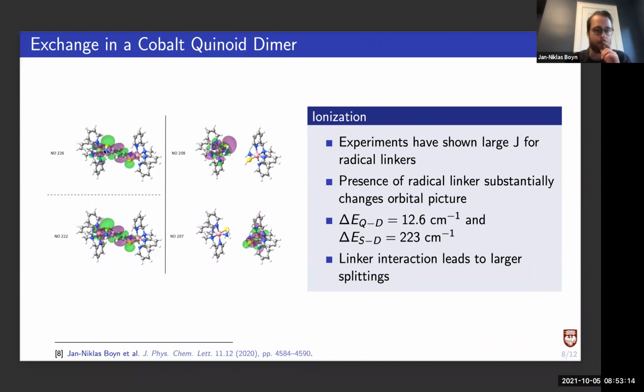We basically have unpaired electron density delocalized across both the Cobalt centers and the radical linker. And we see a significant increase in our spin state splittings. So we have a doublet ground state, an accessible quartet at 13 wave numbers, and an accessible sextet at about 220 wave numbers. So indeed, in agreement with the experiment, variational 2RDM also predicts larger spin state splittings and exchange coupling interactions for radical ligands.